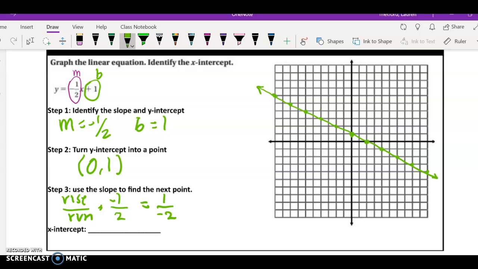And our x-intercept is where it crosses the x-axis. I'm going to follow the x-axis until I hit that point. So my point is something, 0, because I don't go up any. And I moved to the right 1, 2. So my point is 2, 0.